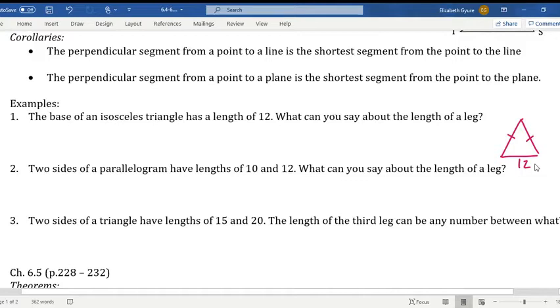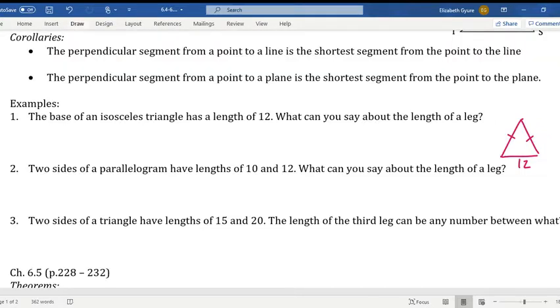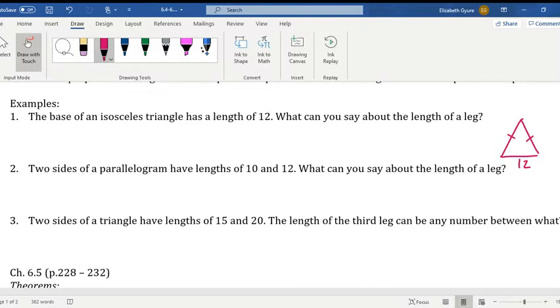Very good. It has to absolutely be greater than 6. Because think, if this was 6 and 6, 6 plus 6 is not greater than 12, right? If it was anything less than that, it also wouldn't work. So at minimum, it's going to have to be greater than 6. Perfect. That's exactly what we wanted to see.